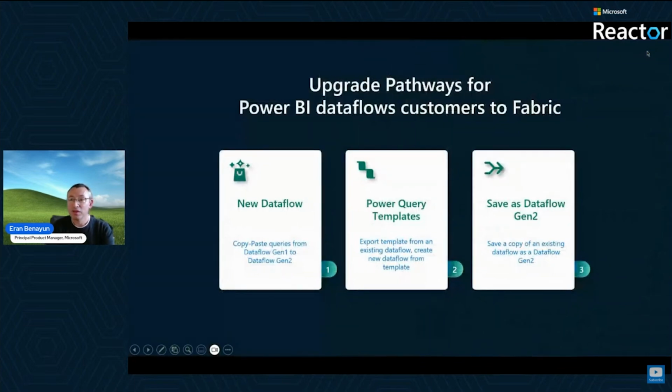Cool. So there are several ways to upgrade Power BI Dataflows to Fabric. Since any existing query that you have created in Power BI Dataflows can also work well in Dataflow Gen2, the first pathway is to open your Power BI and simply copy the queries. Then in Fabric, you create a new Dataflow Gen2 item and just paste the queries in the Power Query editor. And that's it. You now have a Dataflow Gen2 with all the queries and transformations.